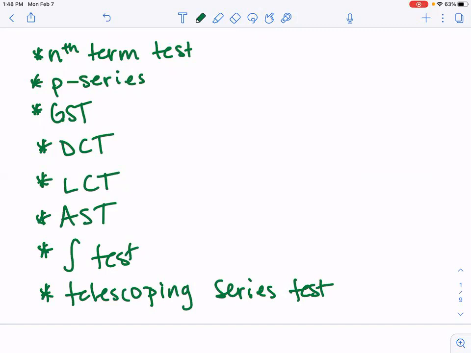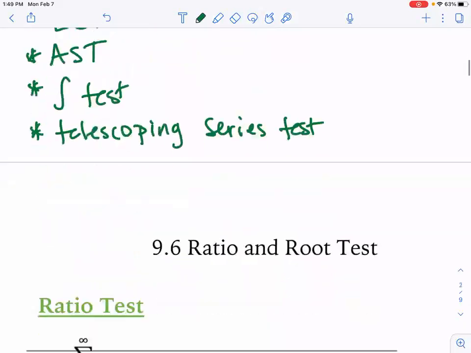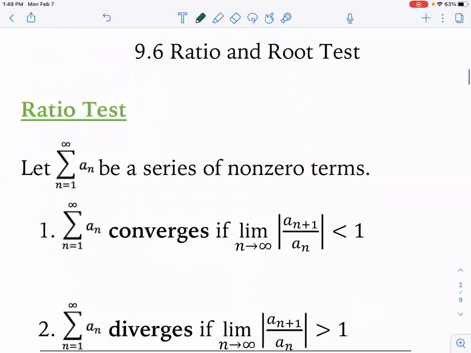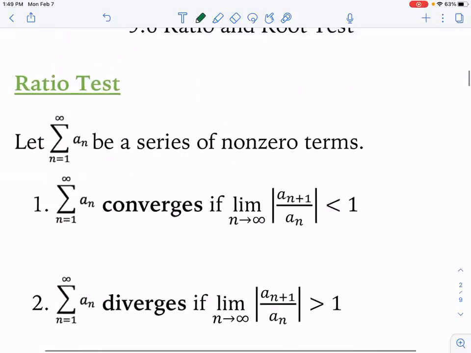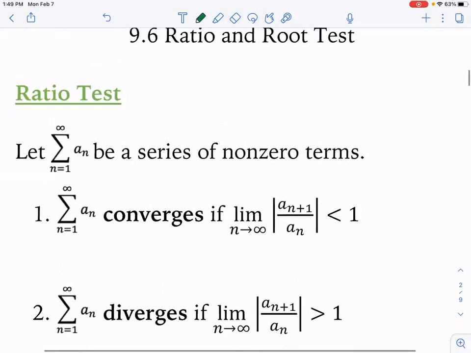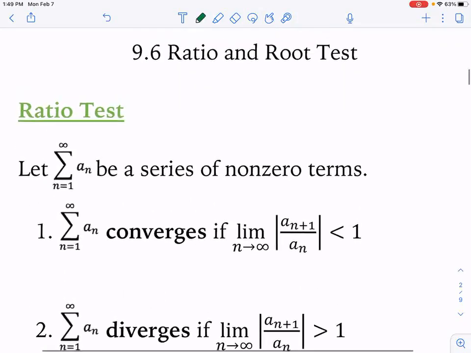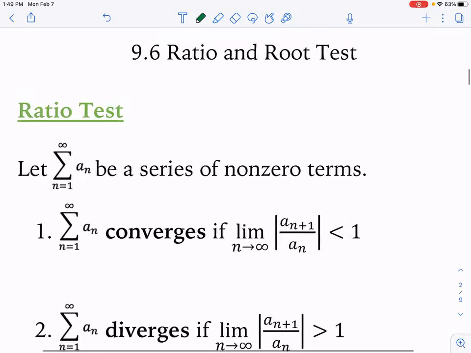Okay, so we're going to add two more today. We are going to add the ratio test and the root test. Let's start with the ratio test. So this is section 9.6, ratio and root tests.